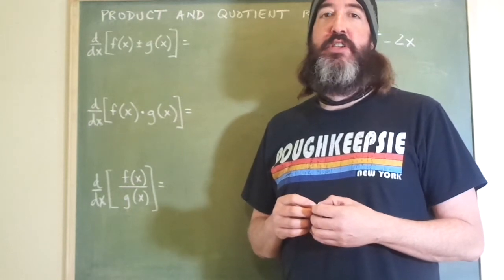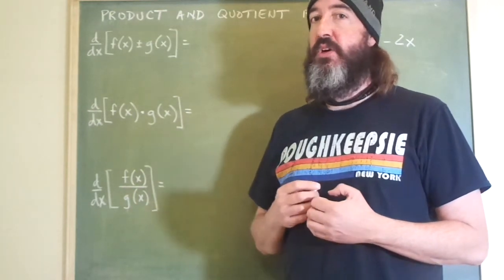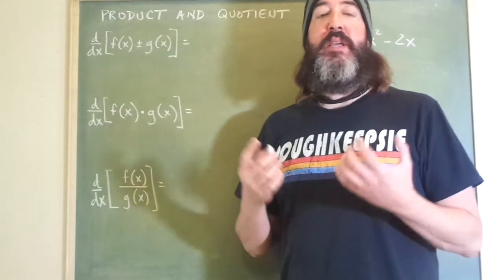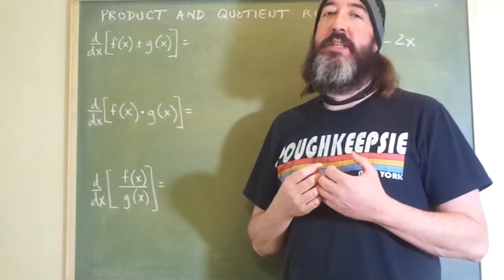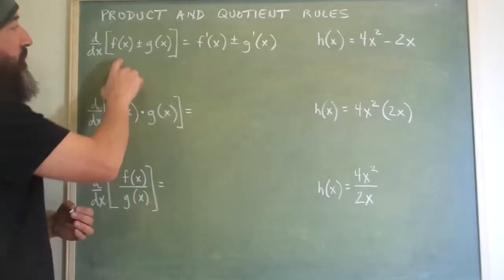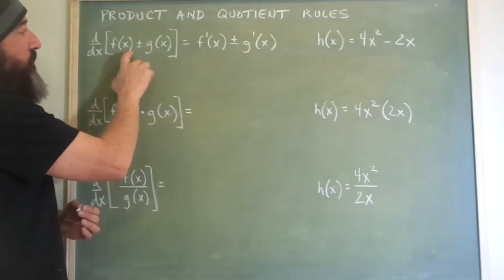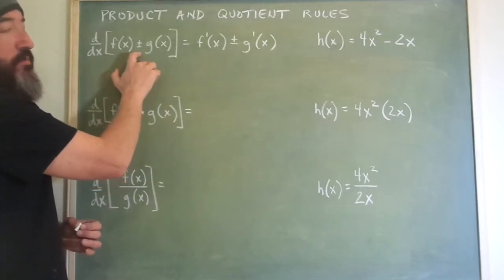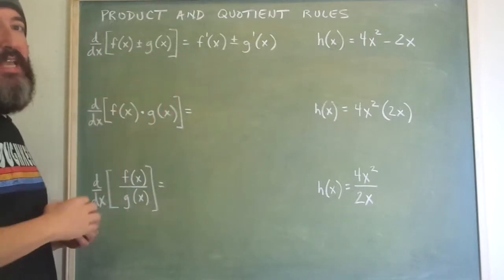We've learned our basic differentiation rules. And one of the rules we learned was that getting the derivative of something plus something or something minus something is quite simple. To get the derivative of something plus something or something minus something, you simply get the derivative of the first piece and then add or subtract the derivative of the second piece.